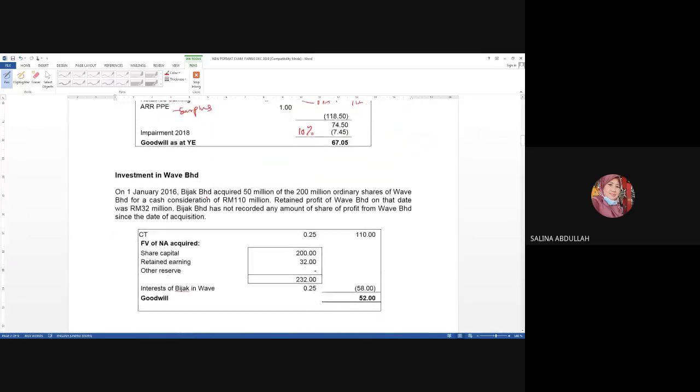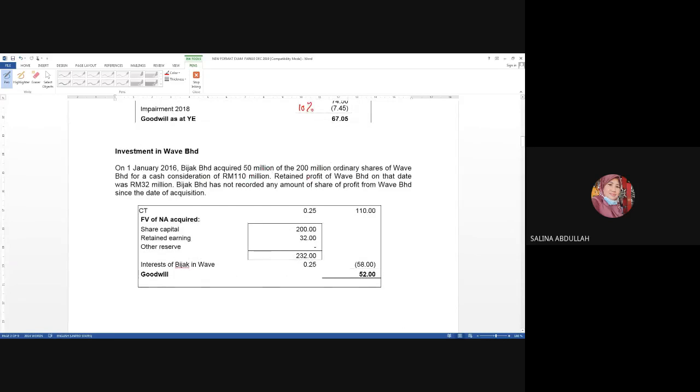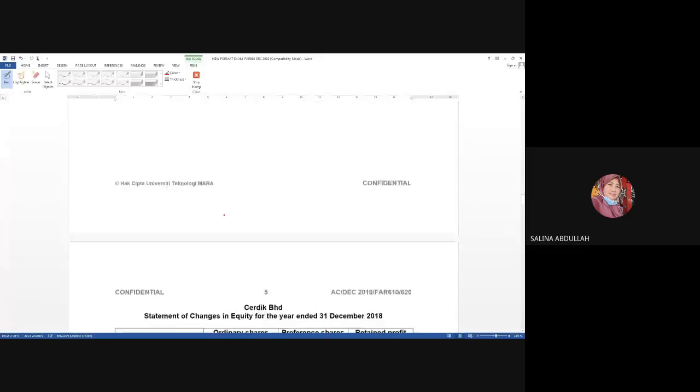Okay, let's move to Wave Berhad. So Bijak acquired 50 million out of 200 million. So 50 over 200 is 25%. So this is an associate, 25%. The calculation of goodwill for this associate is similar to the previous two companies. So this is CT, and CT given here is 110. You will calculate the total amount of ordinary share capital and retained earnings of this Wave Berhad, which you can refer to from the statement of changes in equity.